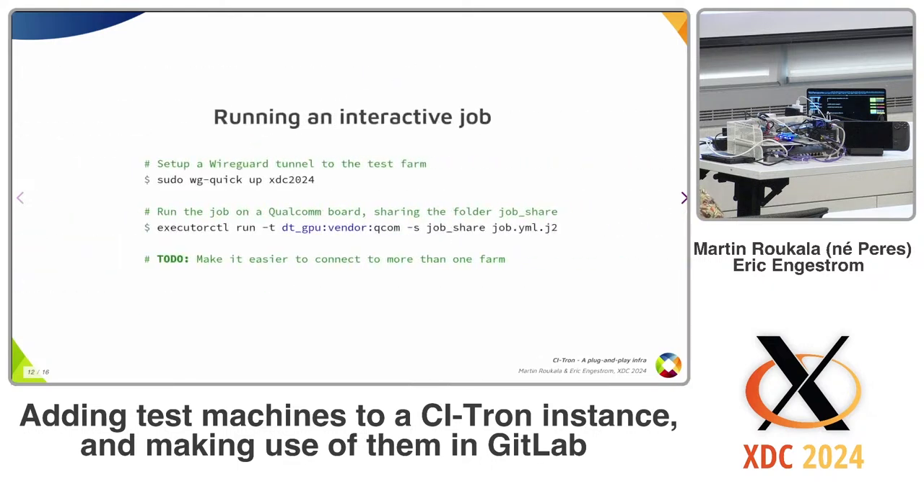Very good. Then we can run interactive jobs on it. We don't really have much time for it, but the way you do it is first you connect to the farm using WireGuard. That means that if you have multiple farms, then you can connect to all of them. Then you just run this command, executor CTL run. Then you set the tag that you want to use, one or many. You set a folder, and all the files that are in there are going to be uploaded to the DUT or test machine. And then all the files that are going to be added there by the test job are going to be downloaded back after the execution. So at this point, you would have all the files from the job.